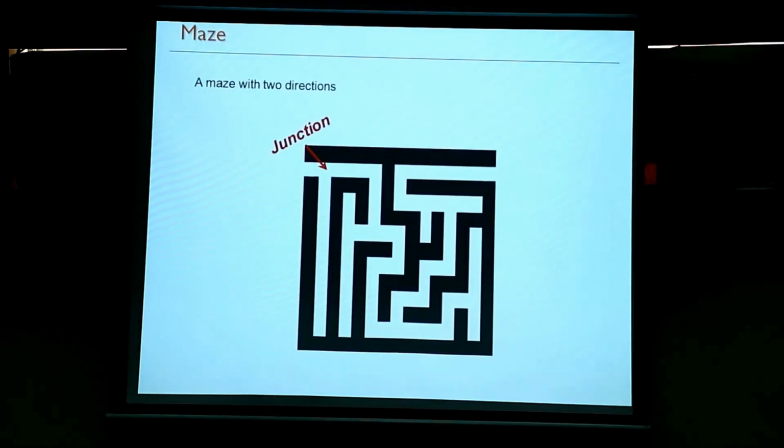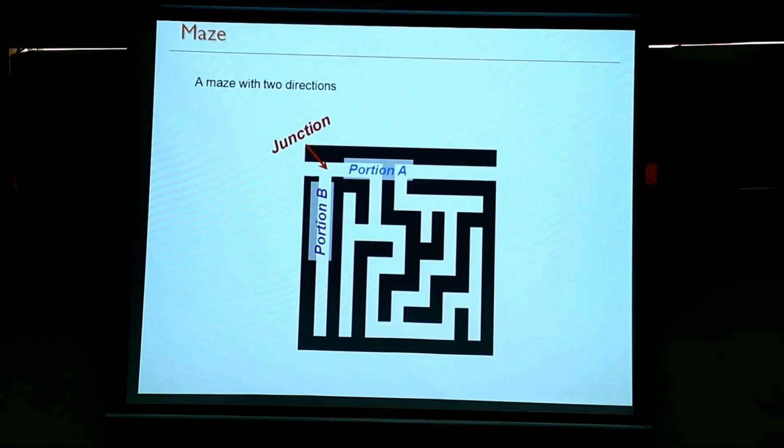So for example, this is maybe a junction, and for this junction there are 2 portions. You can either go to portion A, which is this portion, or you can go to portion B, which is downwards. So here you have two choices, actually three choices, as you could have gone left also at this point. You have to take one of the choices, and each choice will lead to another sequence of choices.